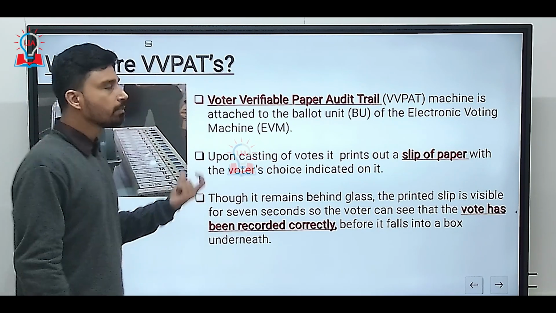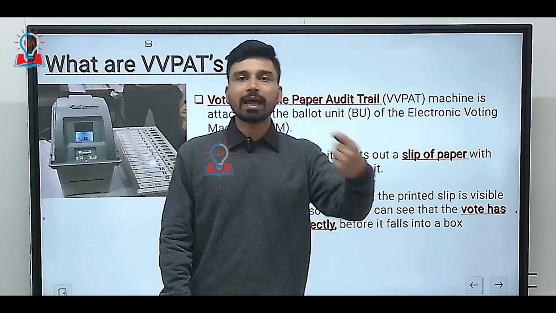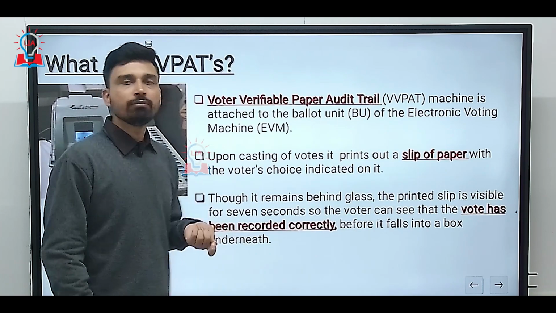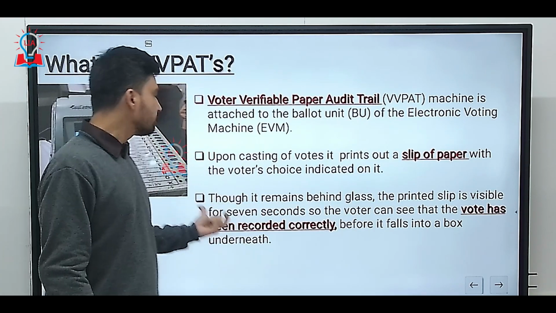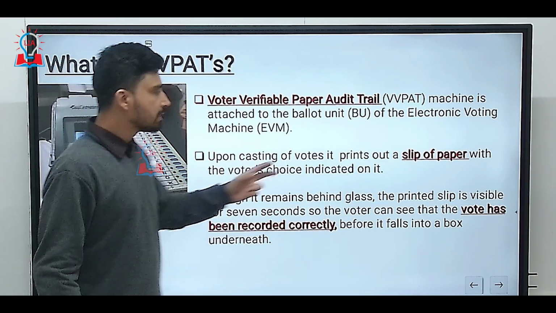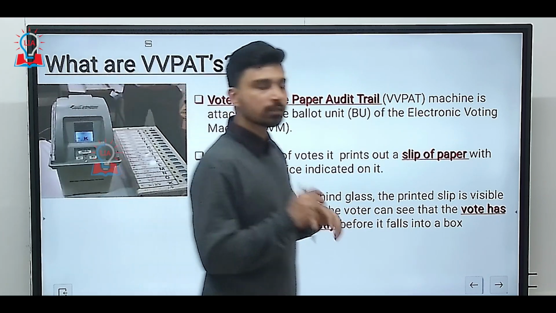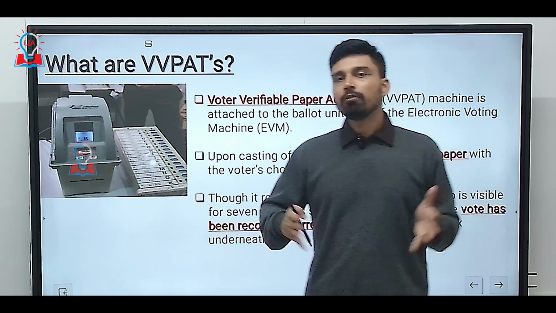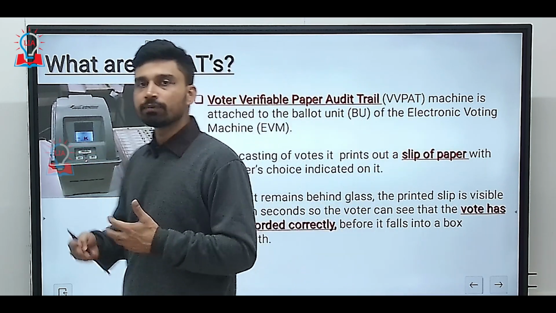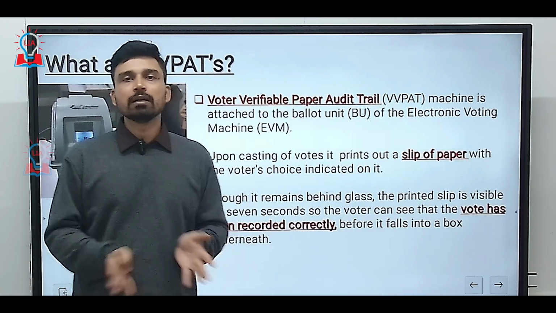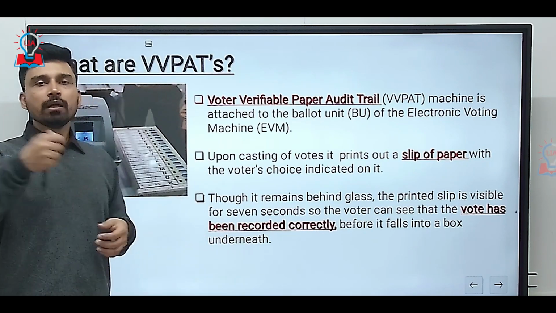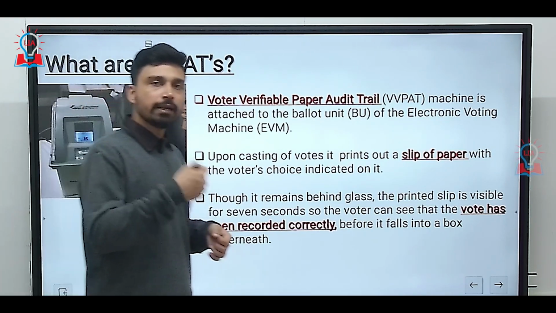Though the slip remains behind glass, that means a voter cannot access, touch or take away the VVPAT slip, the printed slip is visible for 7 seconds so that the voter can see that the vote has been recorded correctly before it falls into the box underneath. That means it's not that the VVPAT slip is destroyed after 7 seconds. It collects in a separate box, which can then be counted by the election authorities.